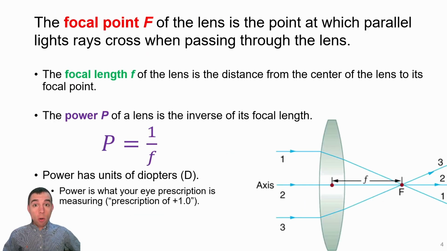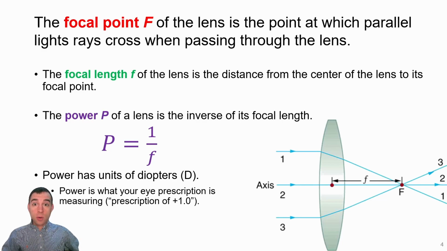We define the focal point as the point where parallel light rays will be bent toward as they enter a lens. And the focal point has a focal length, f, that we will use to denote the distance of the focal point. And so this focal length, f, is measured in meters.